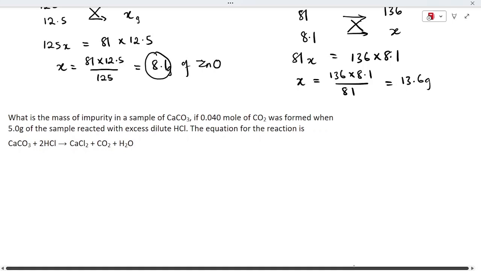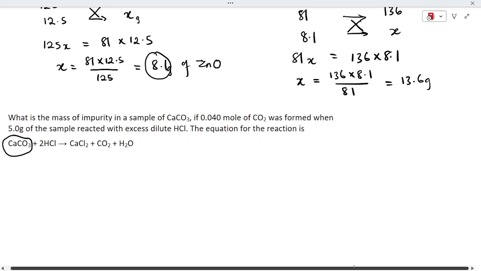So that simply is telling us that the whole sample that was placed in was 5 grams, but not all of it was calcium carbonate. So we want to know how much was calcium carbonate and how much was not calcium carbonate. The amount that was not calcium carbonate is what we refer to as the impurity. So how do we go about this?